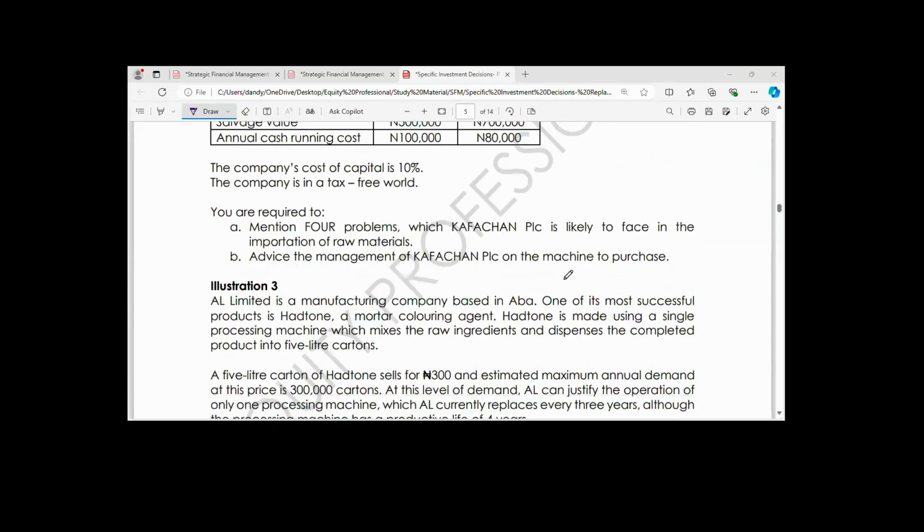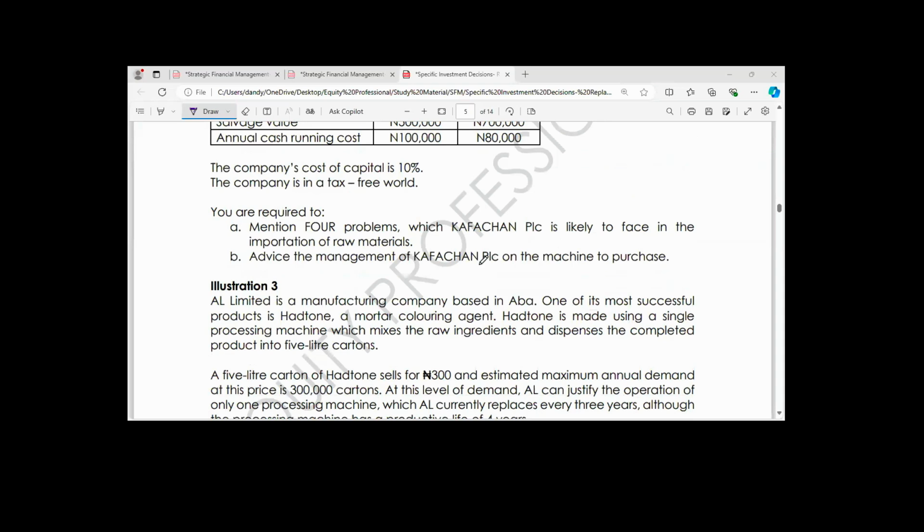The company cost of capital is 10%. The company is in a tax-free world. You are required to mention 4 problems which Kafanchan PLC is likely to face in the importation of raw materials. Advise the management of Kafanchan PLC on the machine to purchase.